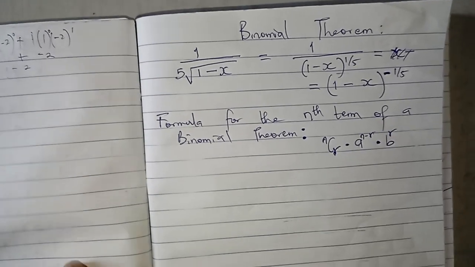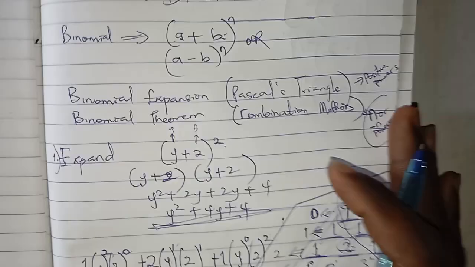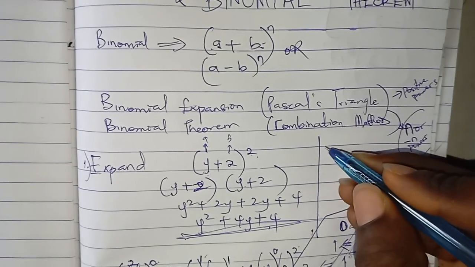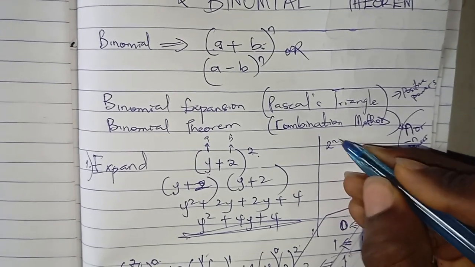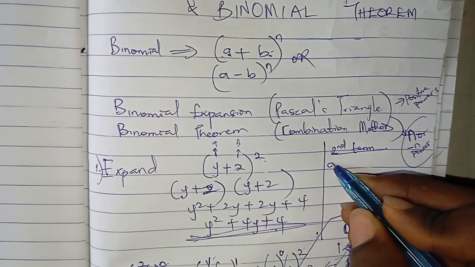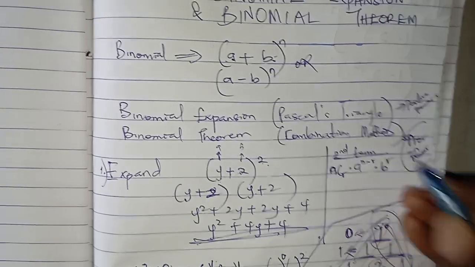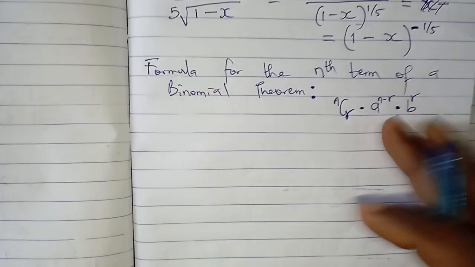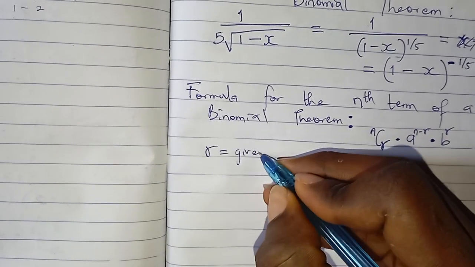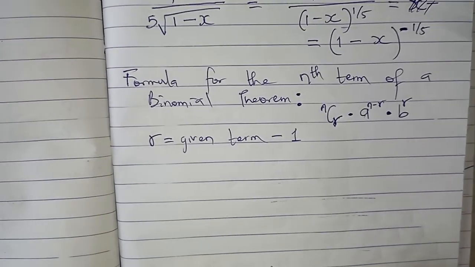Let's say, for example, in this question that we treated last, where we have y plus 2 raised to power 2, let's say they ask us to find the second term. They just tell us find the second term of this. I'll just use n combination r times a raised to power n minus r times b raised to power r. And you need to know that this r is given by the formula given term minus 1. So anytime they ask you to find, just minus it by 1.